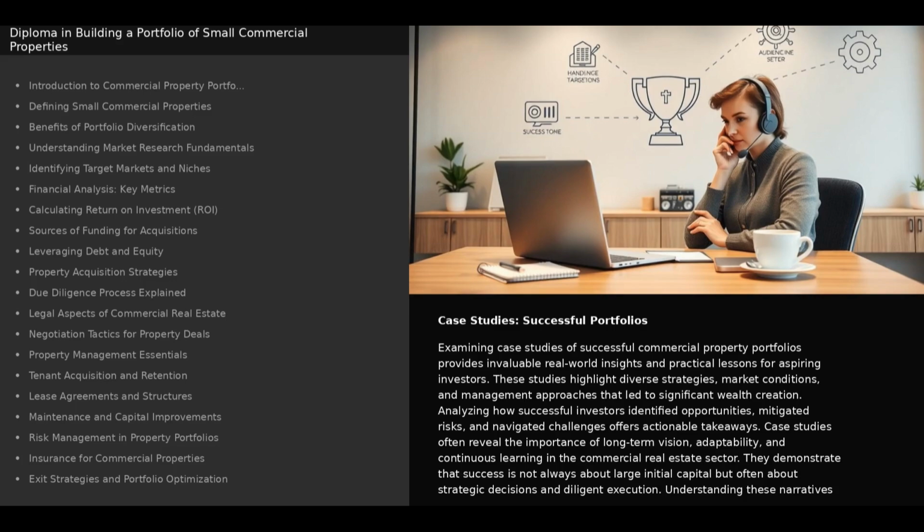Understanding these narratives can inspire and inform your own portfolio building journey. They offer concrete examples of what works and why. This practical application of knowledge is highly beneficial.